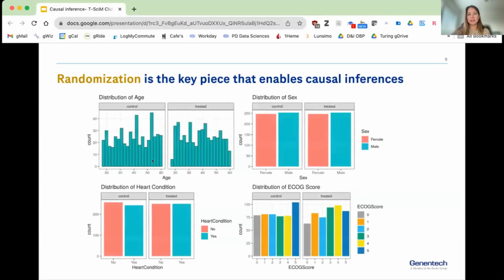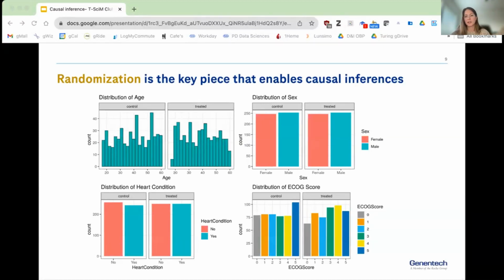Okay, what I really want to show you is the distribution now of those 4 characteristics that I just simulated. So I just randomly assigned the 1,000 patients into 2 groups, and in these 4 plots, these are the 4 patient characteristics. You can see, comparing the left and the right panels of the control and the treatment group, that these characteristics are pretty evenly distributed. You have a good balance of males and females, heart condition, pretty uniform distribution of age and ECOG score.